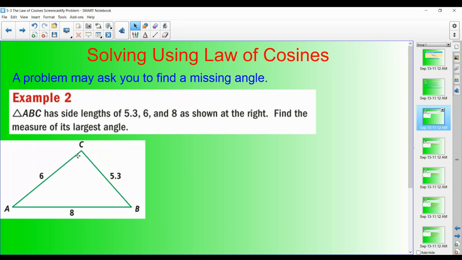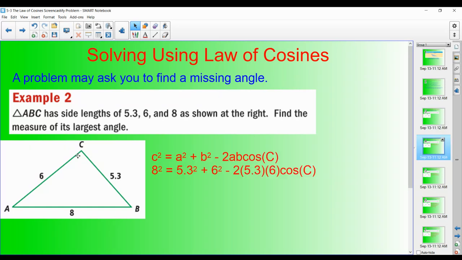So the first thing I would do is write down the formula and substitute the values that we know. We know that length c is 8, length a is 5.3, and length b is 6. I substitute them all into the formula. I then evaluate, I square all the numbers I can, and I do my multiplication steps so I can simplify the problem. And I get to the next step.